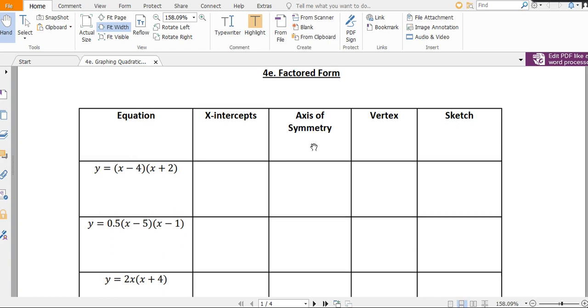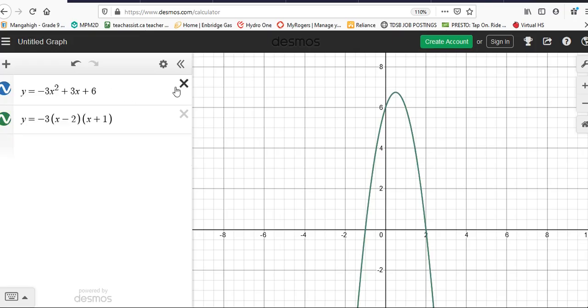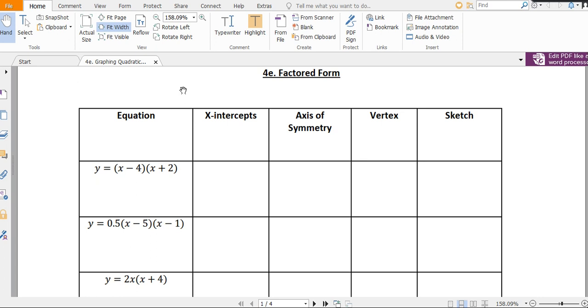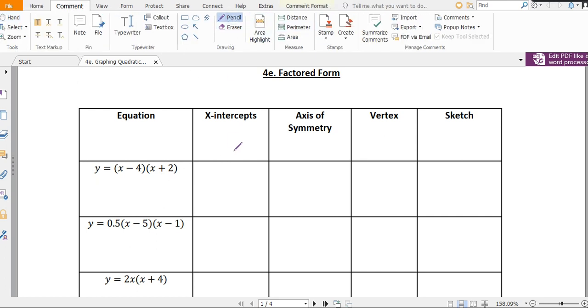Factored form. Sorry, I'm just going to delete these three so we can check our answers. Number 1, the equation is y equals (x minus 4)(x plus 2). What are the x-intercepts? The x-intercepts are x equals 4 and x equals -2. Remember, x-intercepts are coordinates, so it should be (4, 0), remember x first before the y, and (-2, 0).